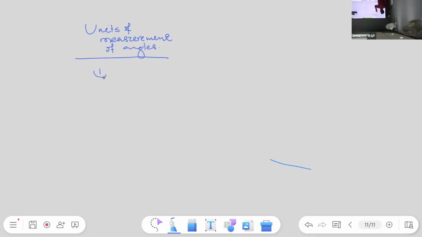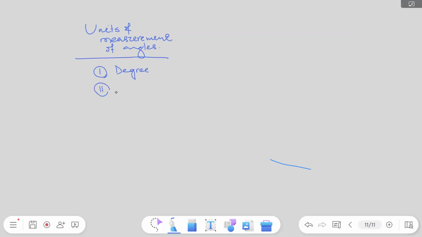One is a degree. The second one is radian. Units of measurement of angles: first is degree, second is radian.